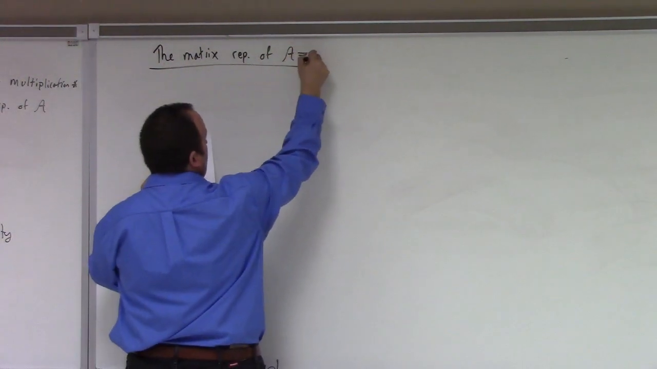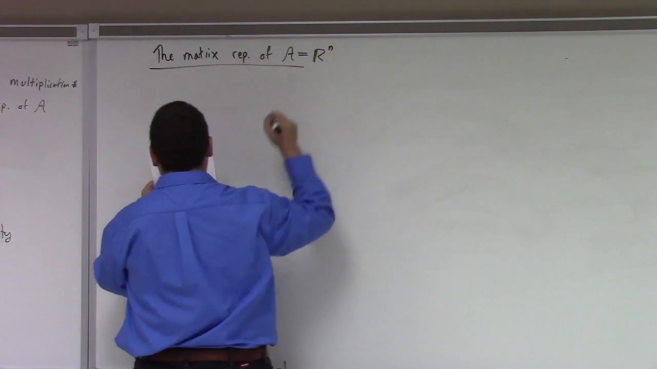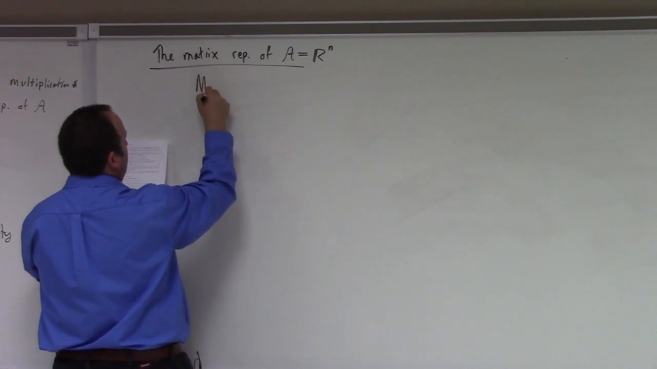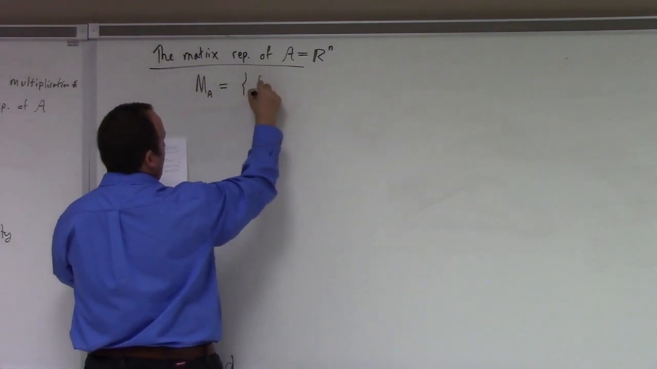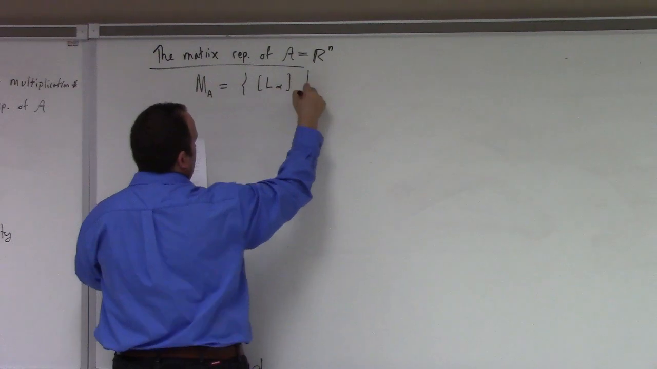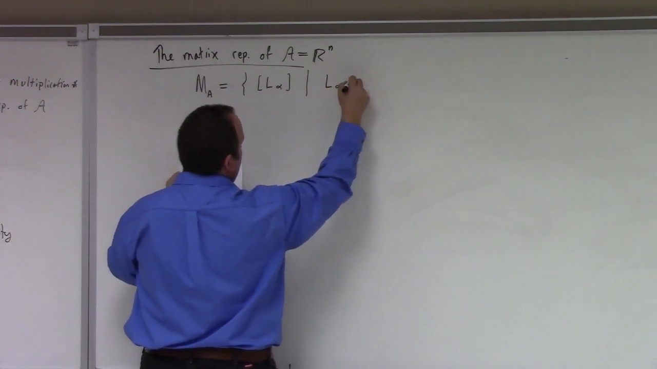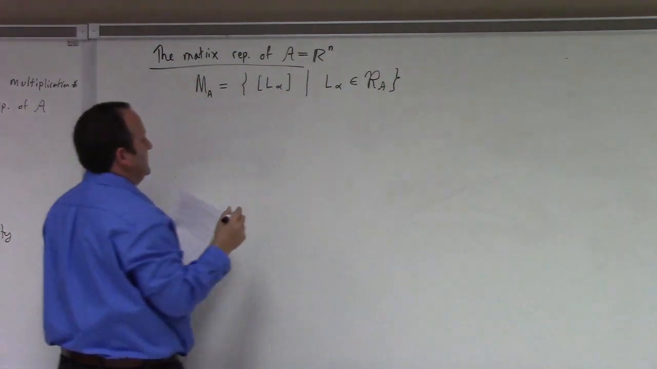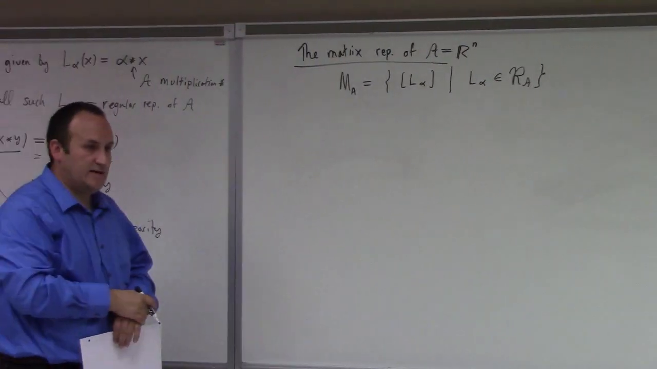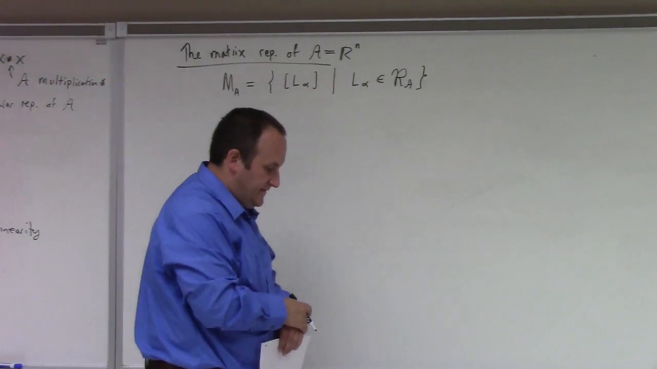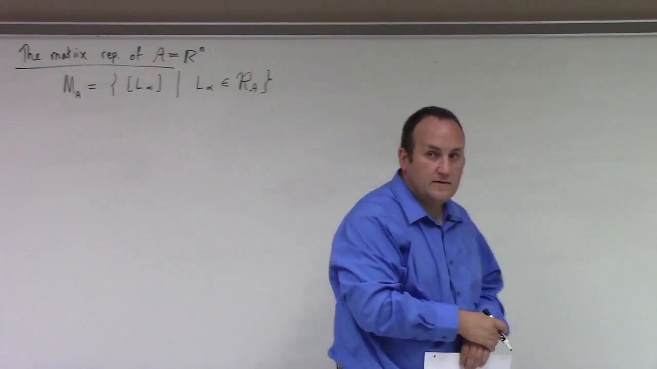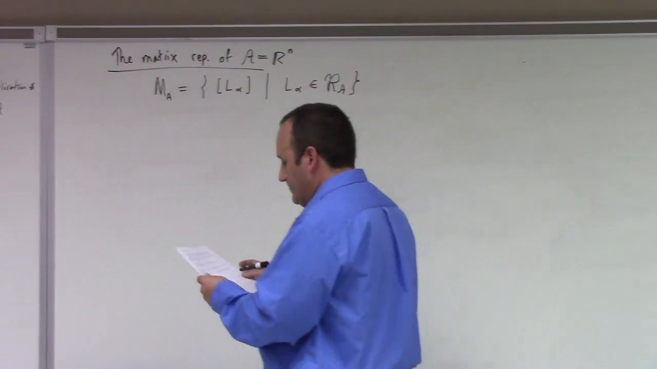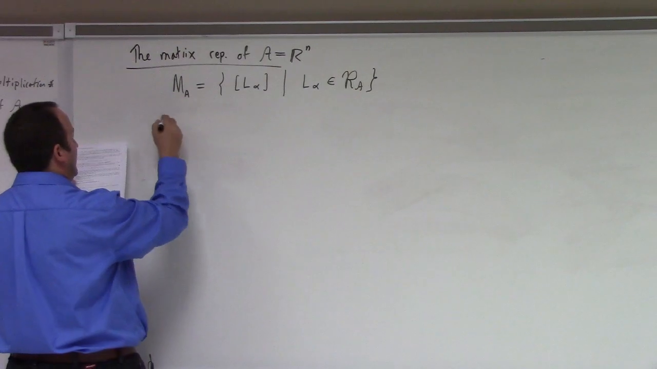Here, we're taking our algebra to be R^n as a point set. And so the matrix representation, M sub A, is equal to the standard matrix of L alpha, such that L alpha is in the regular representation of A. In other words, to put it into words, the matrix representation of the algebra is simply the set of all standard matrices for left multiplication maps.